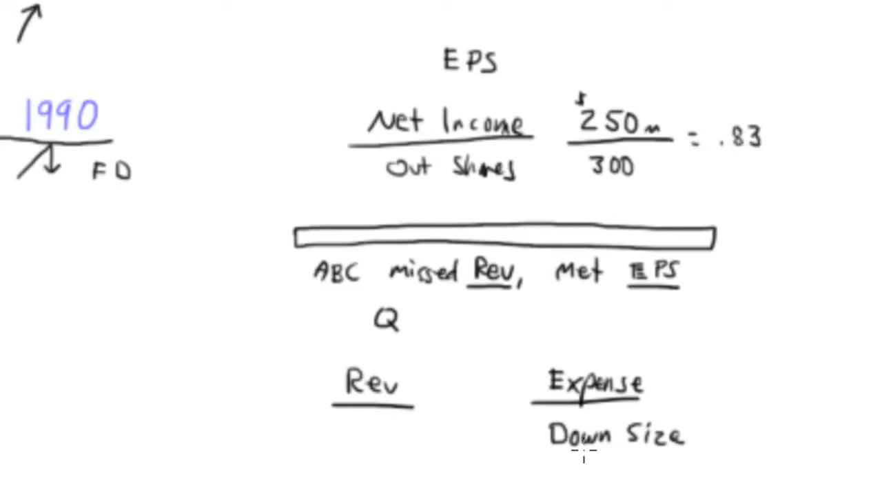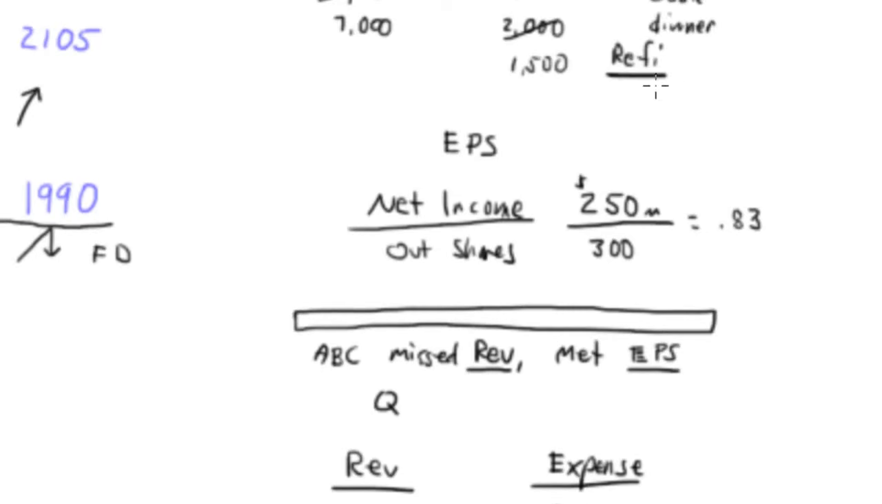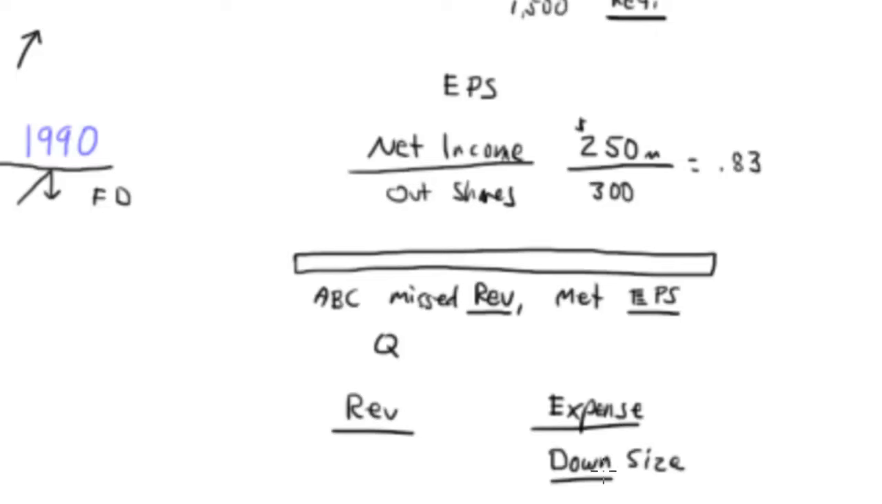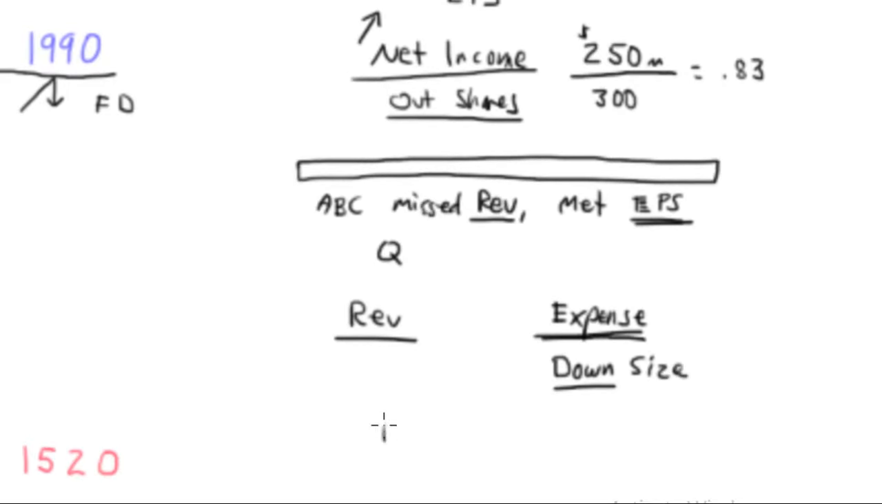Now, as you can imagine, you can only do this so much, just like you can only refinance so many times. If you've done this, what's another way that you can adjust this earning per share formula? If you can't increase your net income and you can only do so much to expenses, what about your outstanding shares? Well, you can do what's called a stock buyback, which means you go into the marketplace and you buy your shares back.